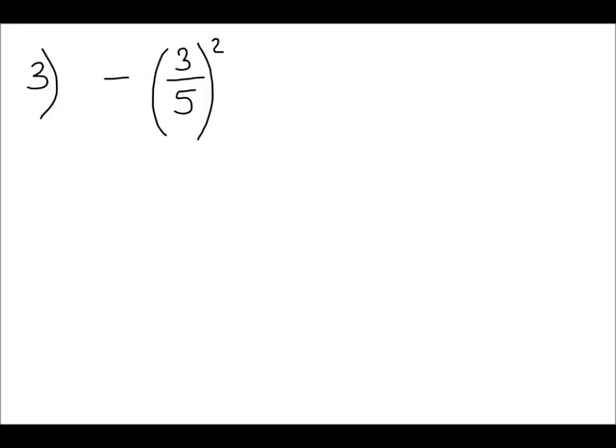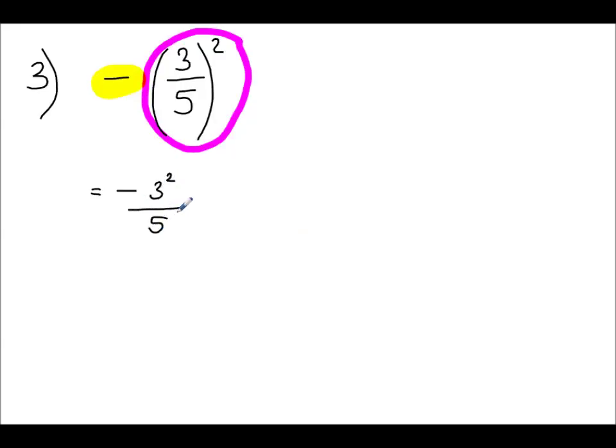Let's look at the next example. Here you can see the negative is outside of the bracket, so it actually has nothing to do with what is going on here. So we remember our laws of exponents, and the negative we just copy down because it's not part of the calculation. You're going to say that's 3 squared over 5 squared. So this will also equal negative 9 over 25. The only difference here is your negative sign.